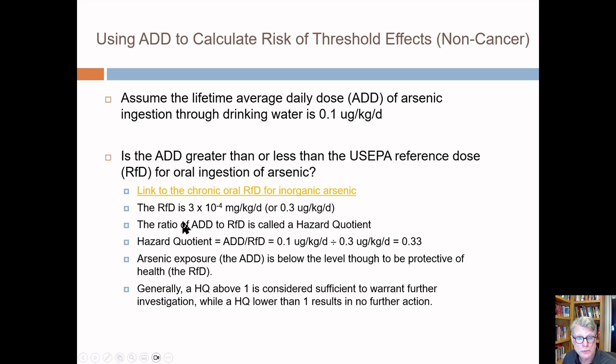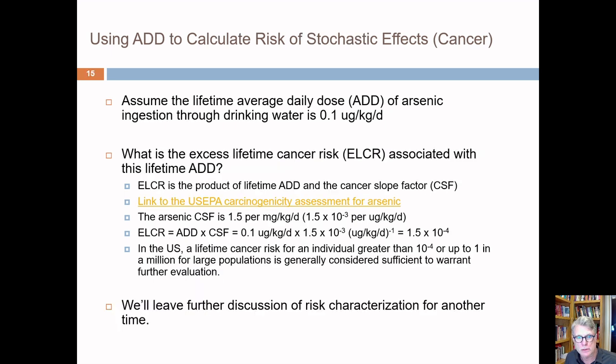So what we do here is we compare the average daily dose estimated for a population of interest to this reference dose, divide the average daily dose by the reference dose, and if this hazard quotient, it's called, is greater than 1, it's likely to be some further action, and if it's lower than 1, generally the interpretation is adverse health effects are quite unlikely, and it's kind of the end of the analysis.